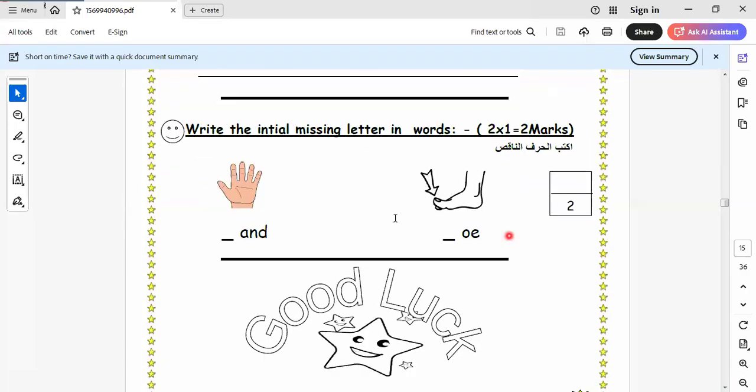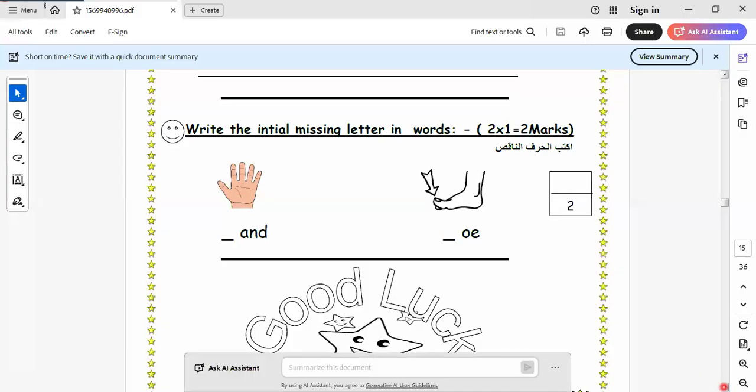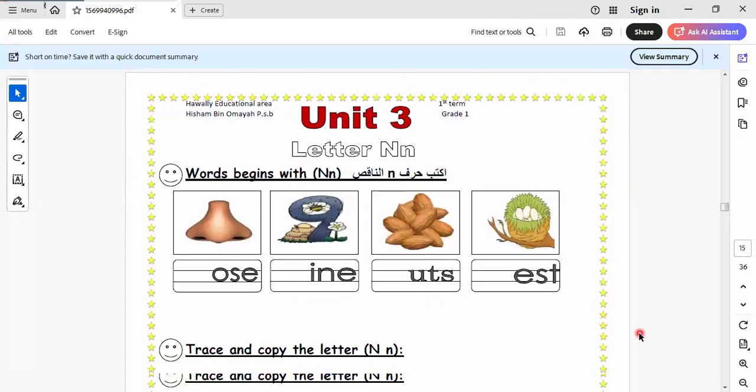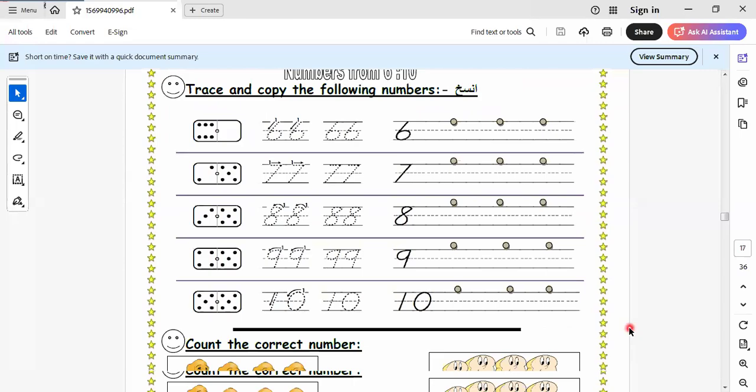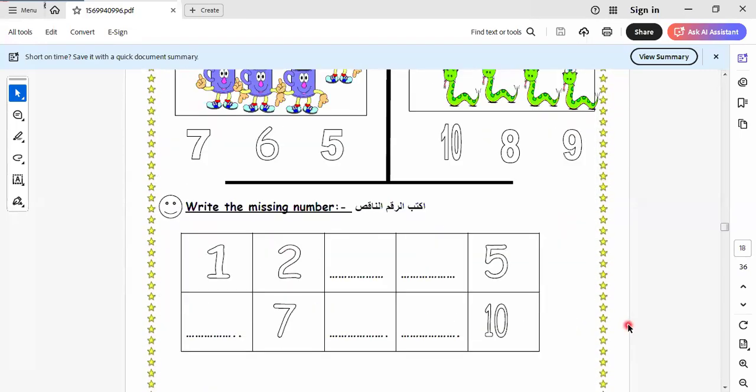Let's go to another one here. Here we say the first letter is missing. As we told you during the lesson, you must keep the vocabulary. Here is hand and here is 2. Let's go to another exam here.